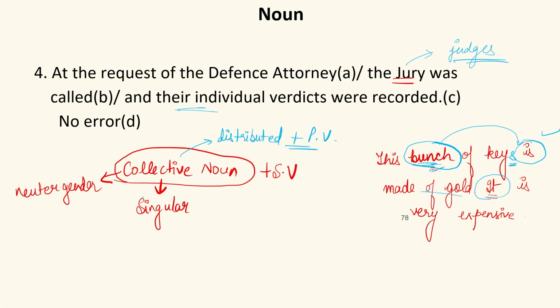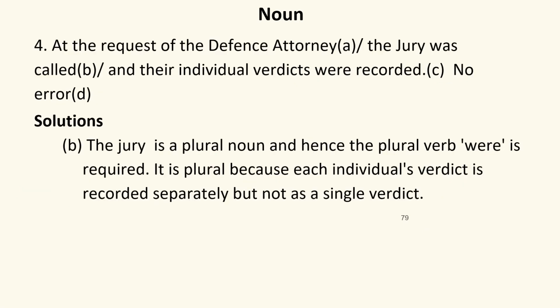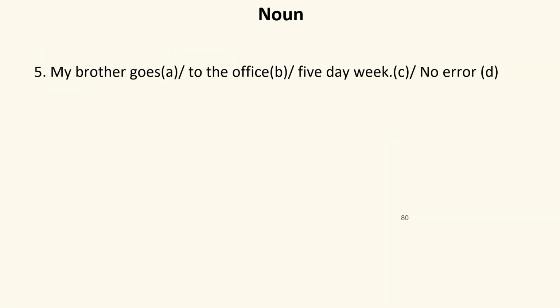That's why, at the request of defense attorney, the jury were called. Here was should be replaced with were, because here the jury has been used in distributed form. So you can say the jury is plural over here, and hence the plural verb were will be required.